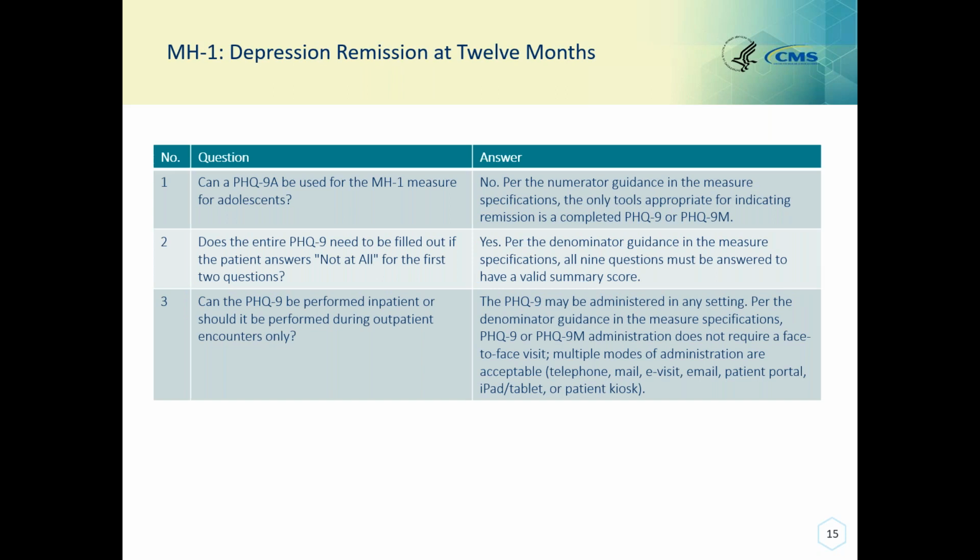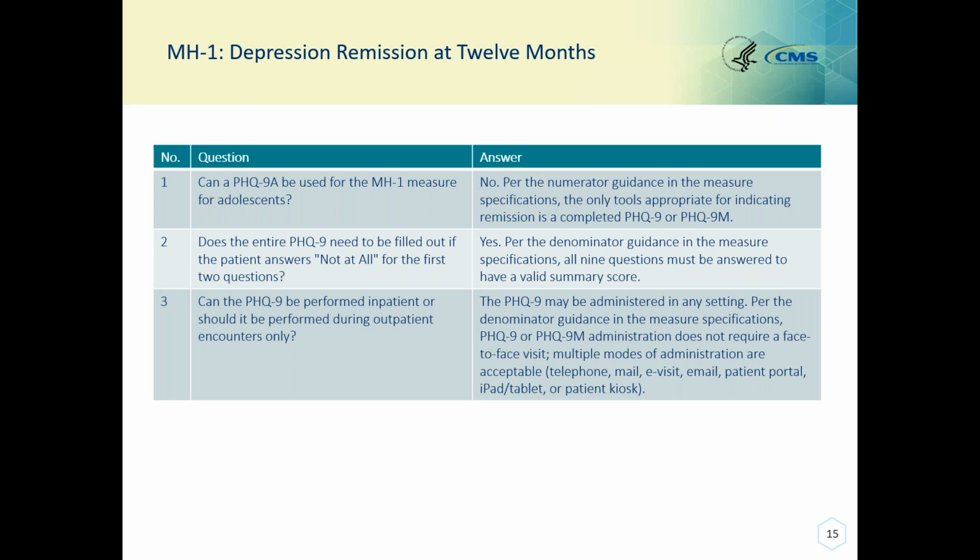Okay, these questions are for the MH1 depression remission at 12 months measure. First question, can a PHQ-9A be used for the MH1 measure for adolescents? The answer is no. Per the numerator guidance in the measure specification, the only tools appropriate for indicating remission is a completed PHQ-9 or a PHQ-9M.